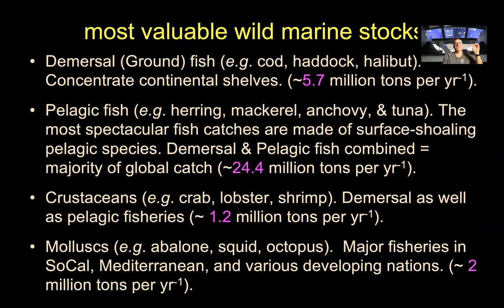Pelagic fish are things that are swimming up in the water column that generally are not near structures. And so these would be things like our tunas, anchovies, things of that nature. And then the crustaceans. So for us, that's going to be crabs, shrimp, and lobster that are primarily what we're talking about here.